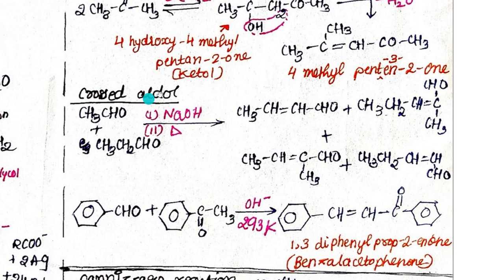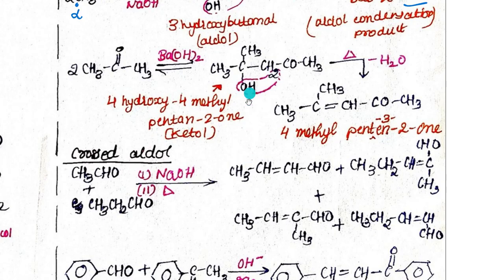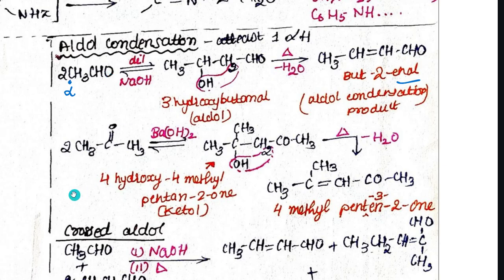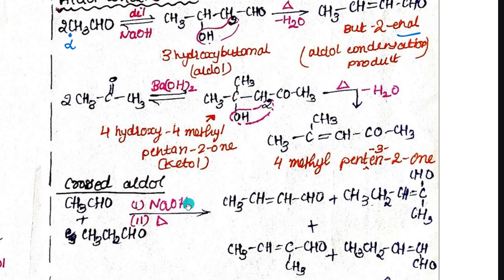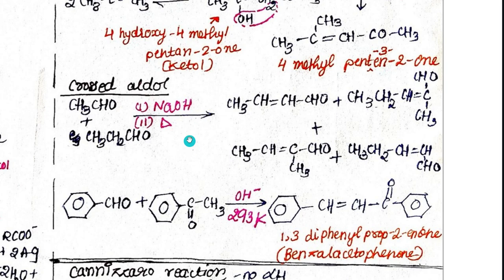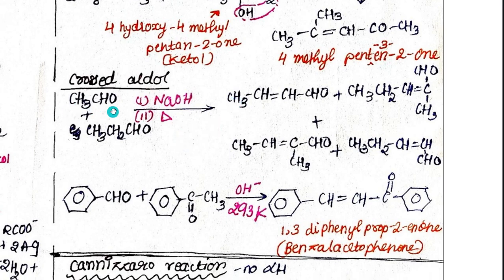Now coming to crossed aldol. Here I took 2 similar aldehehydes, and here I took 2 similar ketones. What if I take 2 different aldehydes? Then I will get the aldol product of the first aldehyde, the aldol product of the second aldehyde, and then an aldol product where this is the first one and this is the second one, a mixture. And I will get one more product wherein this is the second one and this is the first one, a mixture. So that's it with crossed aldol, wherein we react first with NaOH, second with heat.